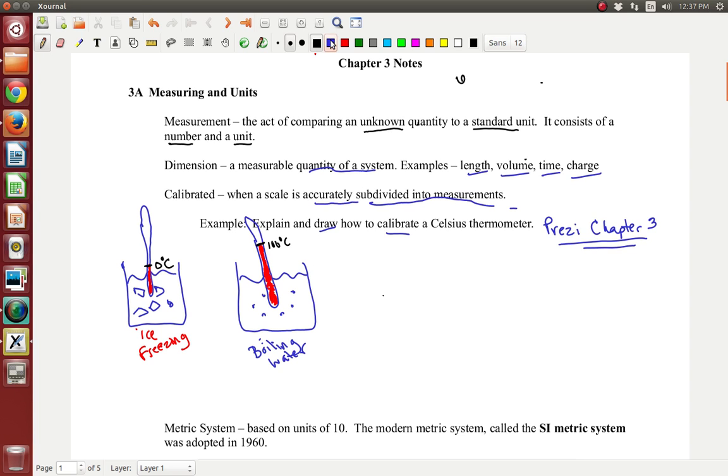Now what we should have is one thermometer, and on that one thermometer we have a marking down here somewhere that's 0 degrees Celsius, and we have a marking up here somewhere that's 100 degrees Celsius. And now all I do is divide it up into 100 pieces, or divide up the scale evenly. And that's how you calibrate a Celsius thermometer.